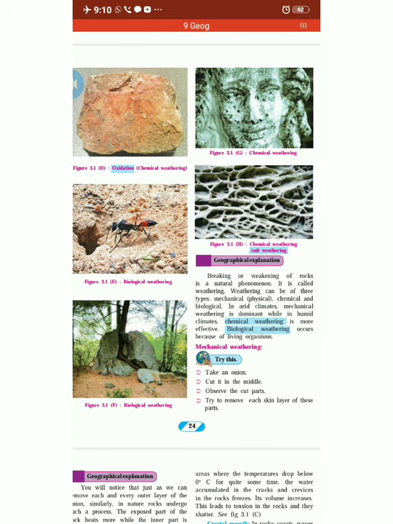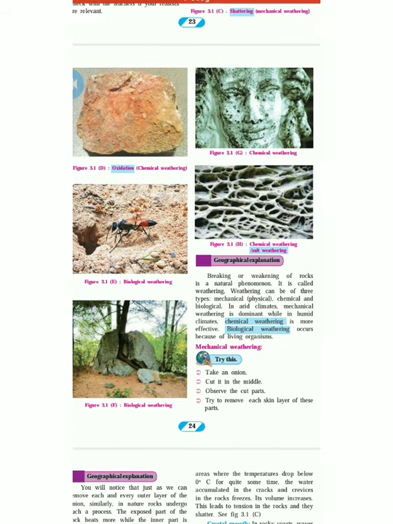Then chemical, where the atmosphere has a chemical effect. And then biological, where animals interfere in the weathering. This is called physical, chemical, and biological weathering. In arid climates, mechanical weathering is dominant, while in humid climates, chemical weathering is more effective. Biological weathering occurs because of living organisms.